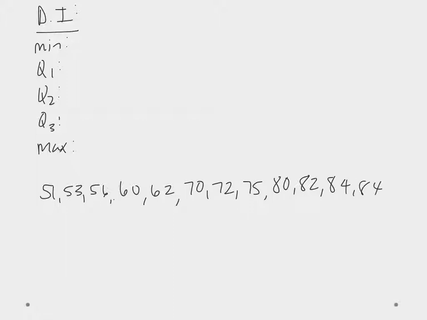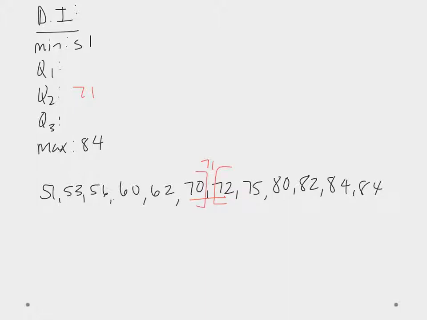So 1, 2, 3, 4, 5, 6. Okay, so we have enough values. The minimum here is 51. The max is 84. Find the values that are the 6th and 7th. So 1, 2, 3, 4, 5, 6, and 7. So that's going to be 71 if you found the average.